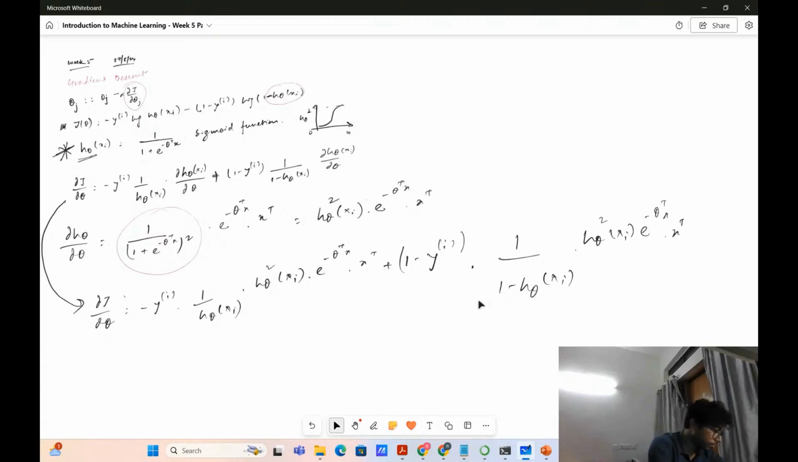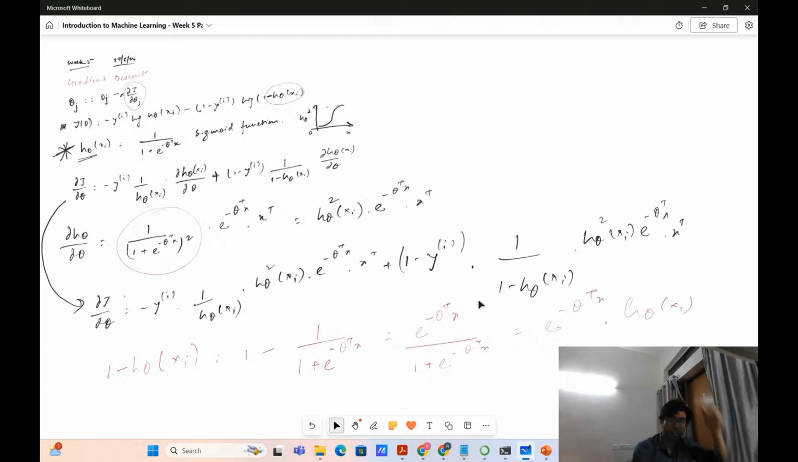Now we will see what is 1 minus h theta. 1 minus h theta is 1 divided by 1 plus e to the power minus theta transpose x. That will give you e to the power of minus theta transpose x divided by 1 plus e to the power of minus theta transpose x. So that is basically e to the power of minus theta transpose x times h theta, right? So far, so good.